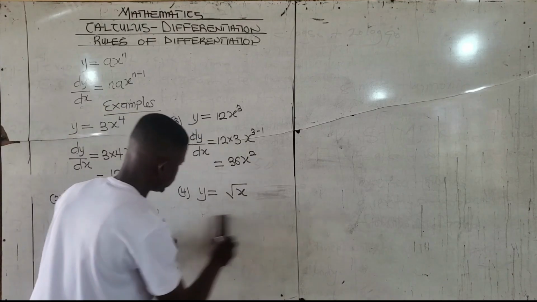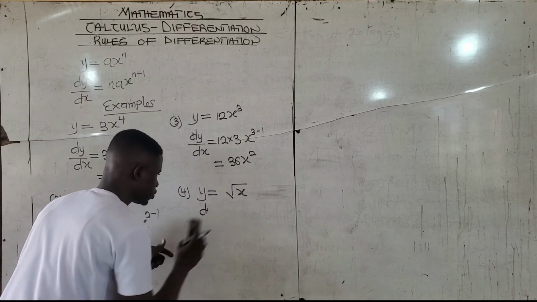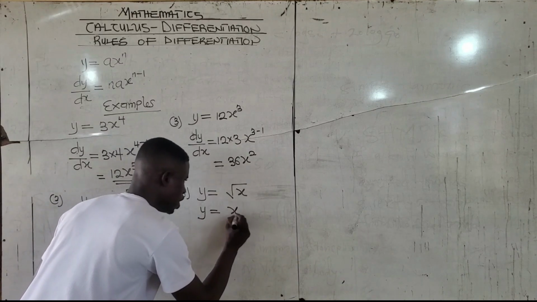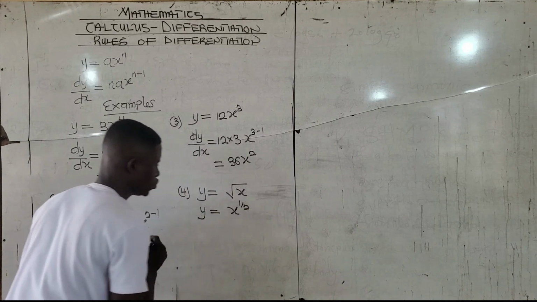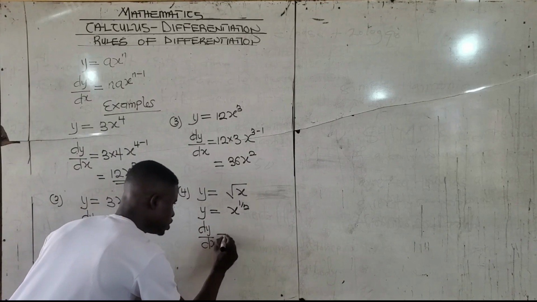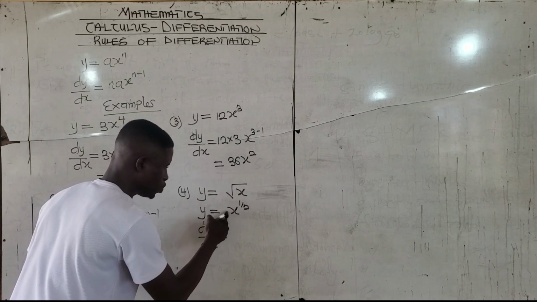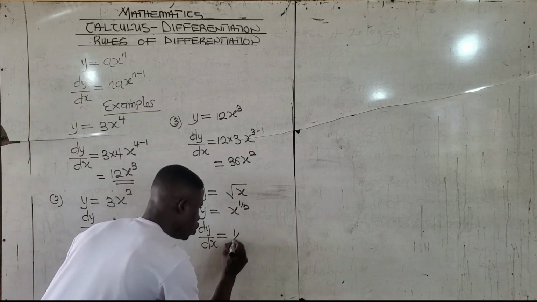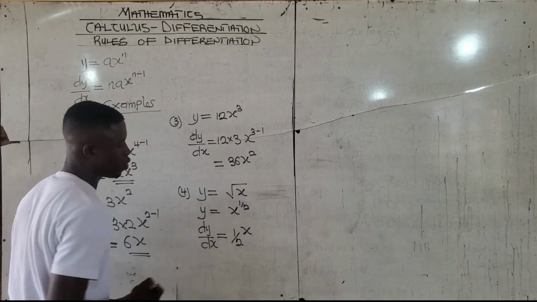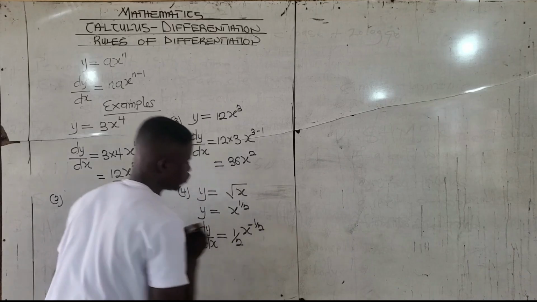All right. So in this case, we are going to have our y equal to x to the power 1 on 2. So our dy over dx is now equal to the 1 on 2 multiplies whatever expression we have here. So we are going to have 1 on 2 x, then we subtract 1 from the 1 on 2. We are going to have negative 1 on 2.